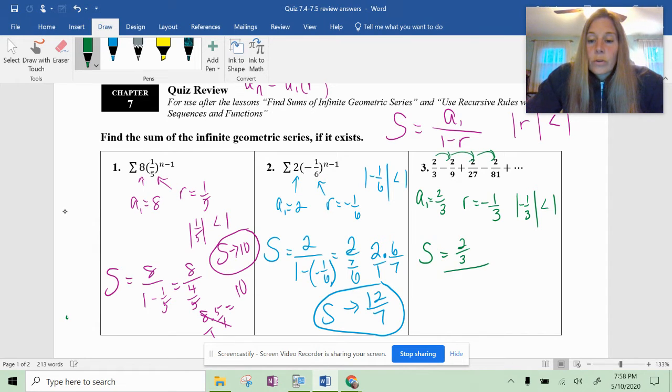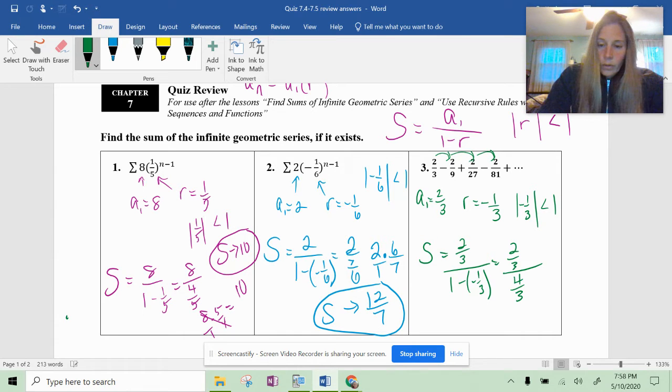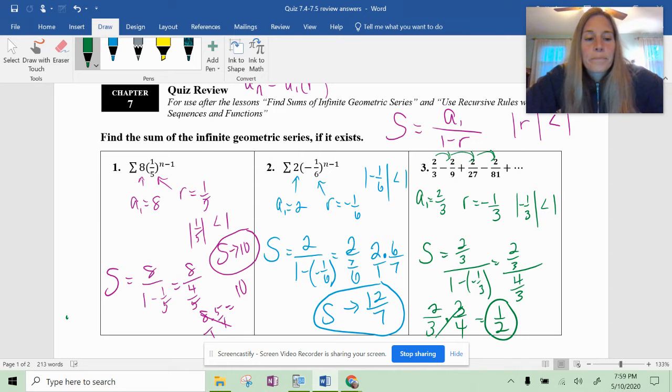So 2/3 divided by 1 minus negative 1/3. So we have 2/3 divided by, that's going to change to a plus, so that'll end up being 4/3. And 2/3 divided by 4/3 is really multiplied by 3 over 4. And that would give us a sum approaching 1/2.